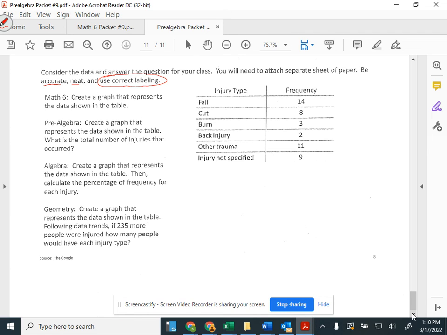Paisley? Injuries. Titles go on top. And then we know graphs go like that. What do you think would be a good title for my bottom? Ethan? Injury type. Right here from our table. Injury type. So if we have injury type on the bottom, what am I going to put on the left side? Owen? Frequency. Again, right from our table.